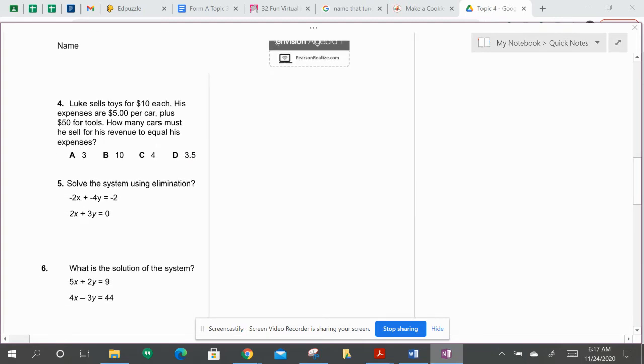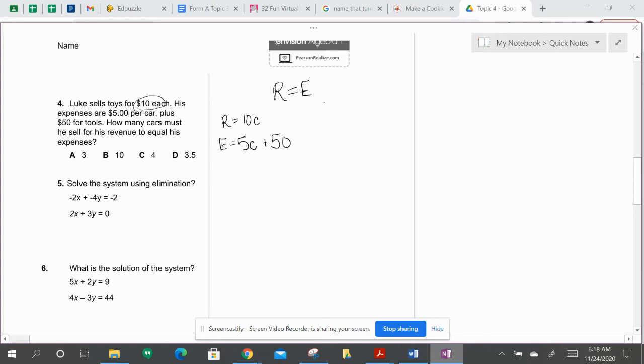Moving on to number 4, it says Luke sells toys for $10 each. His expenses are $5 per car plus $50 for tools. How many cars must he sell for his revenue to equal his expenses? So we want revenue to equal expenses. So I'm going to write two equations. I'm going to write a revenue equation and I'm going to write an expense equation. So revenue is the amount of money he makes. And so since it says he sells them for $10 each, we're going to say revenue is $10 per car. Expenses are $5 per car plus $50 for tools.